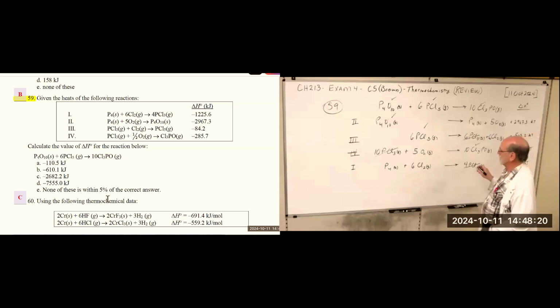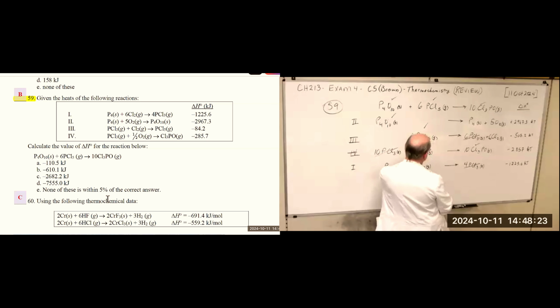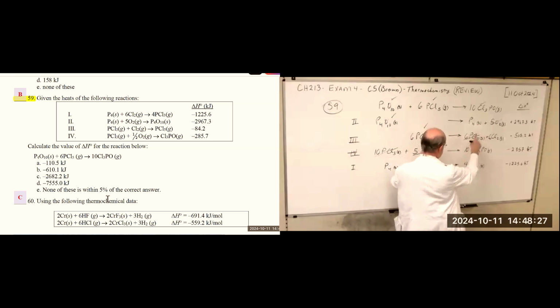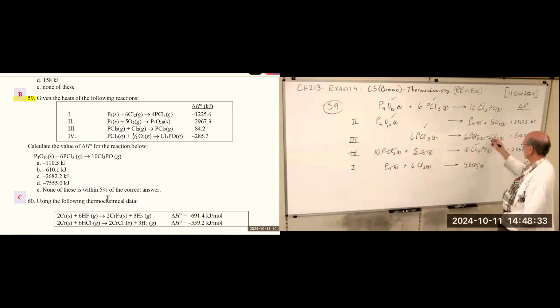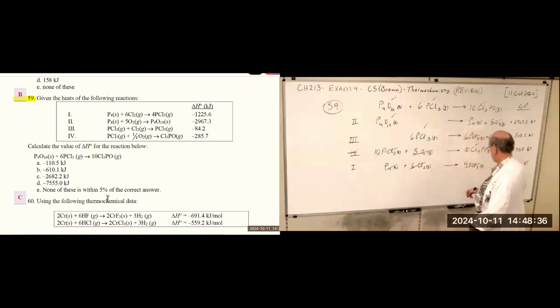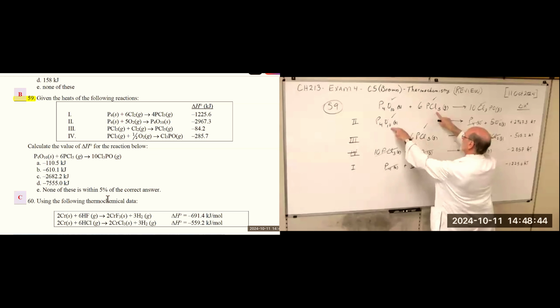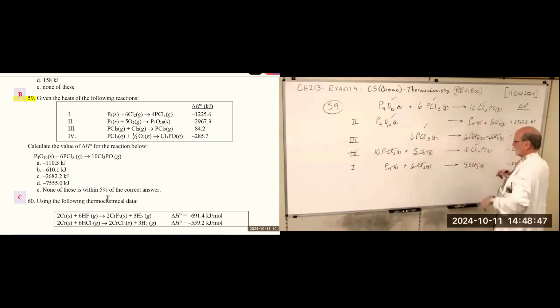Now let's see if the rest of them disappear. Right, 5O2, 5O2. Got that. P4, got that one. Okay. And 6Cl2, 6Cl2. All right. Cancel, cancel, cancel, cancel, cancel. This one goes here. Cancel, cancel. This one goes here. That one goes there. Cancel. We're good.